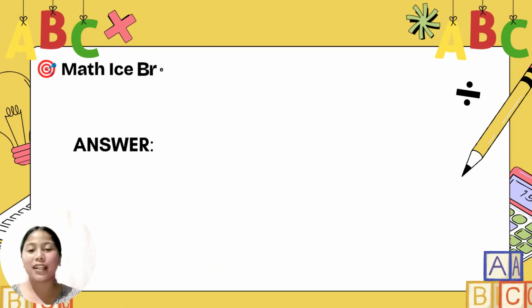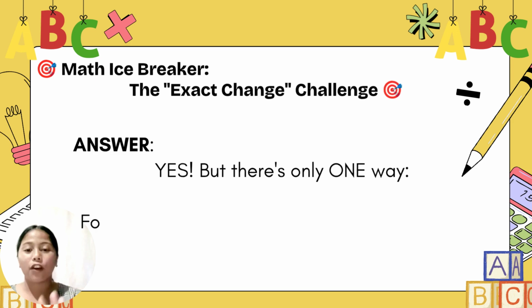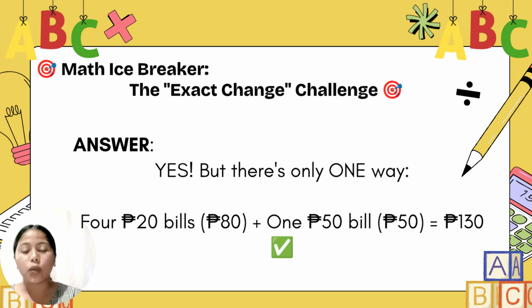And our answer is yes, but there's only one way. We have four 20 peso bills and one 50 peso bill. That is equal to 130 pesos. And why did it become 130 pesos? If we add up the four 20 peso bills, it is equivalent to 80 pesos, and add the 50 peso bill. So it becomes 130 pesos.